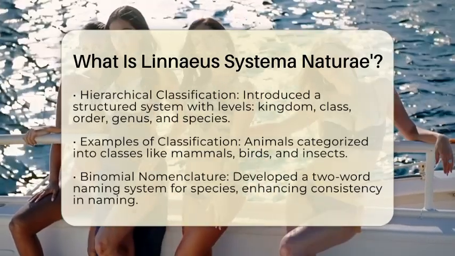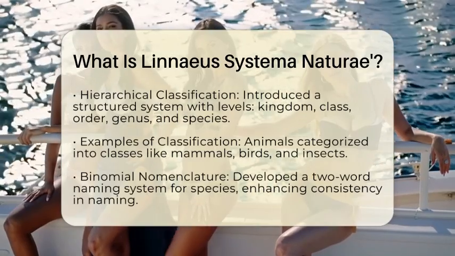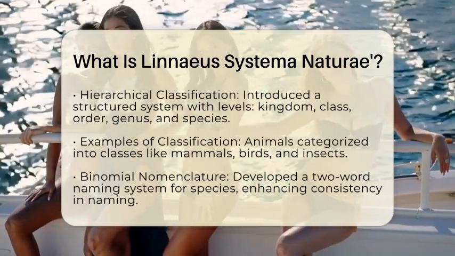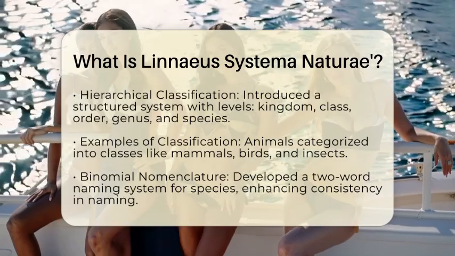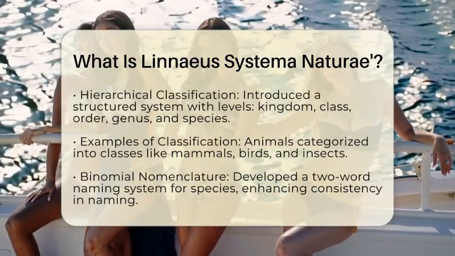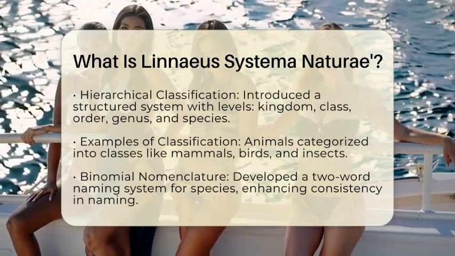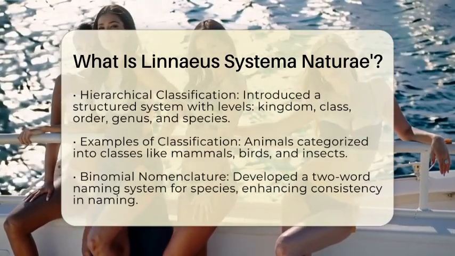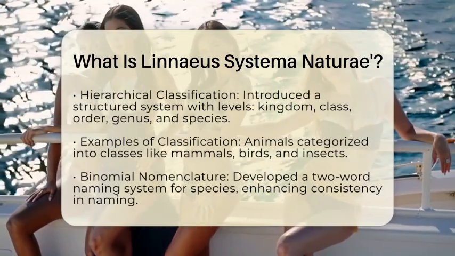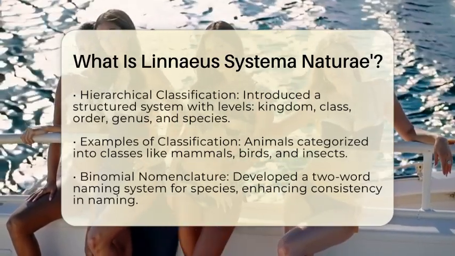One of Linnaeus's most notable contributions was the introduction of binomial nomenclature. This is a system of naming species using two Latin words, the genus name followed by the species name. This standardized method provided a universal way to name and refer to species, which was a significant improvement over the inconsistent naming conventions that existed before.